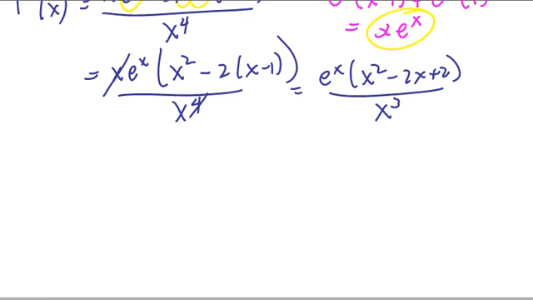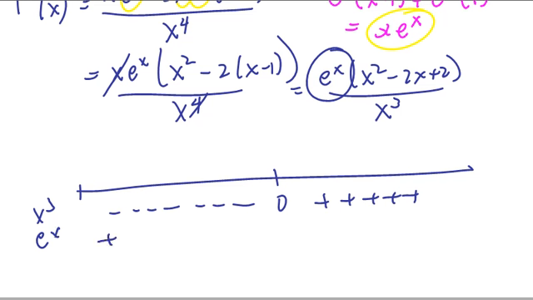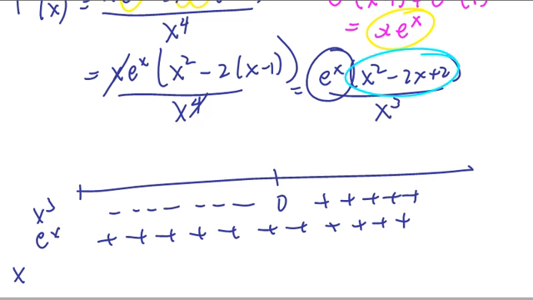So putting this on a number line, x cubed will switch at 0, so it'll be positive on this side and negative on this side. E to the x is always positive all the way across. And x squared minus 2x plus 2 is not factorable. If you use the quadratic formula, you'd find that there's no solution. So that means it's either always positive or always negative.